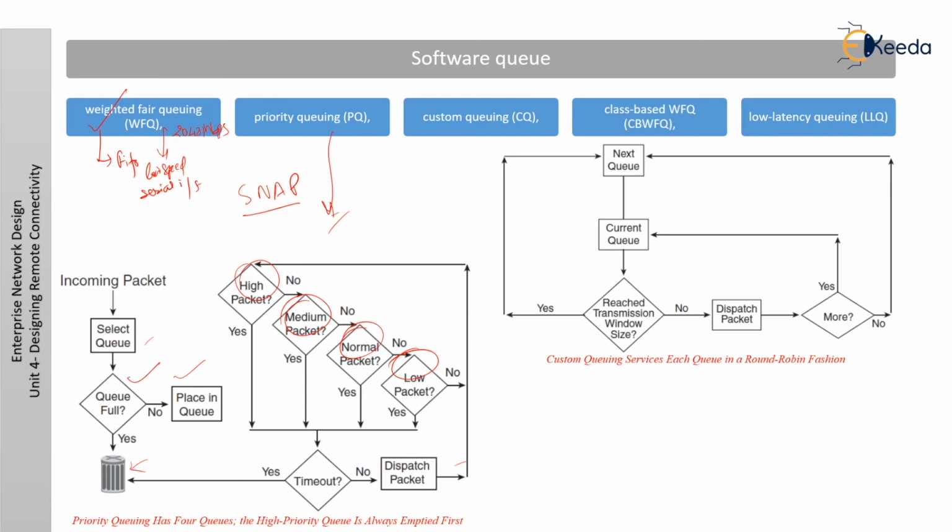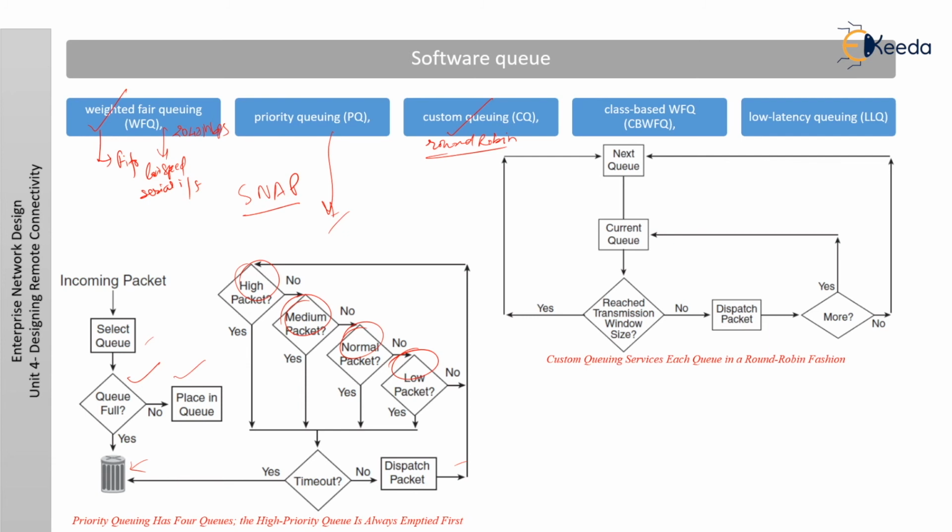Now come to CQ. CQ is custom queuing. Custom queuing is a different approach for prioritizing traffic, like PQ. Traffic can be assigned to various queues based on protocol, port number, or other criteria. However, CQ handles the queues in a round robin fashion. So here the handling of queues is on the basis of round robin fashion.